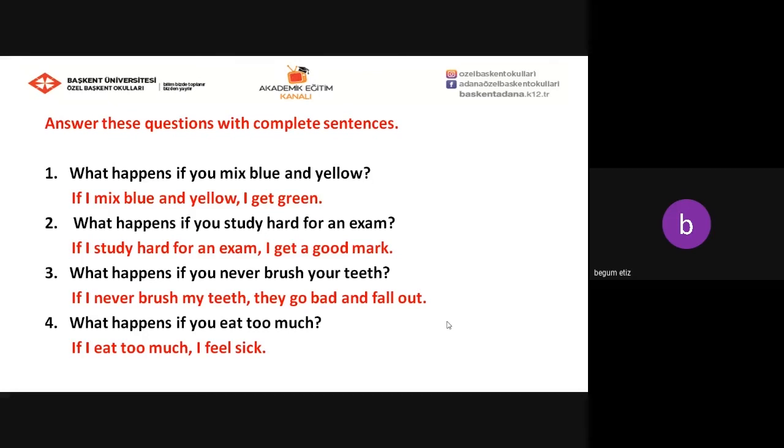If I never brush my teeth, they go bad and fall out. What happens if you eat too much? If I eat too much, I feel sick. As you see here, we have completed these questions by using zero conditional.